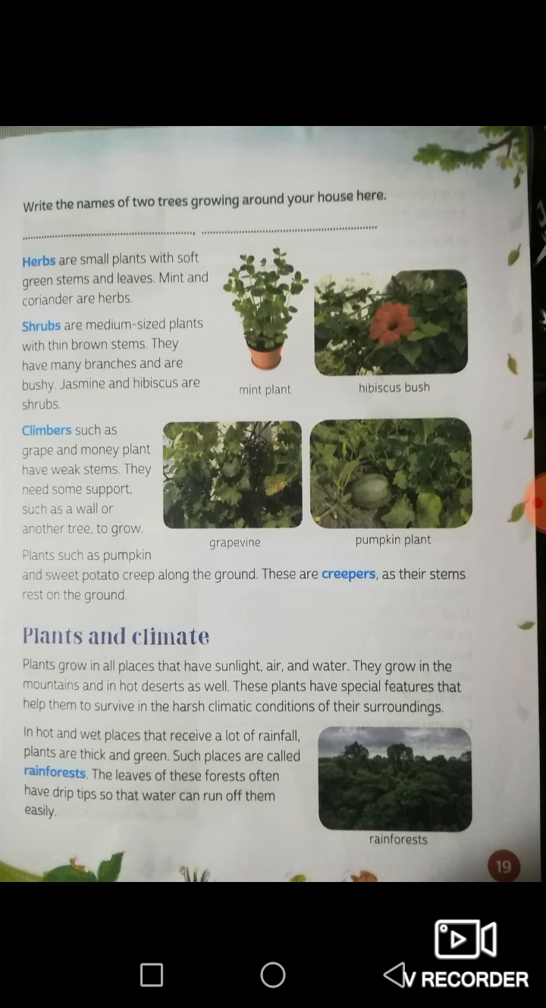Shrubs are medium sized plants with thin brown stems. They have many branches and are bushy. Jasmine and hibiscus are shrubs. What are 2 examples of shrubs? Jasmine and hibiscus. And shrubs are somewhere in between herbs and trees, right? They're medium-sized plants, right, with brown stems.